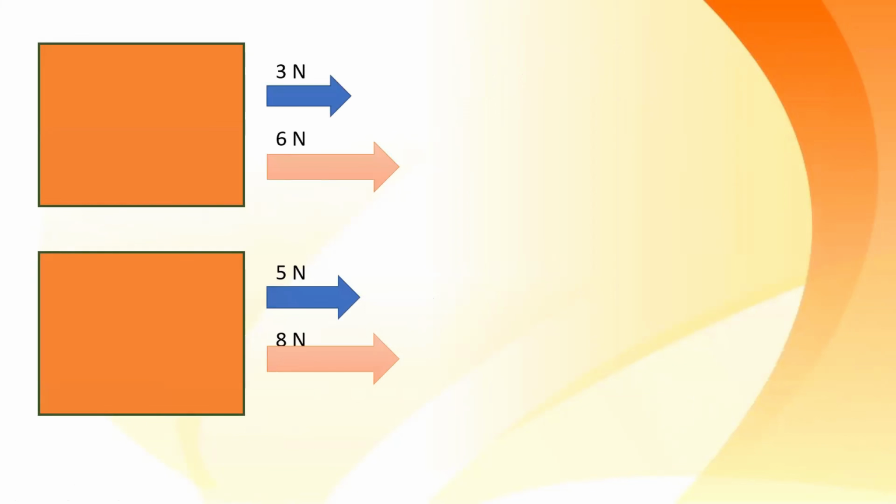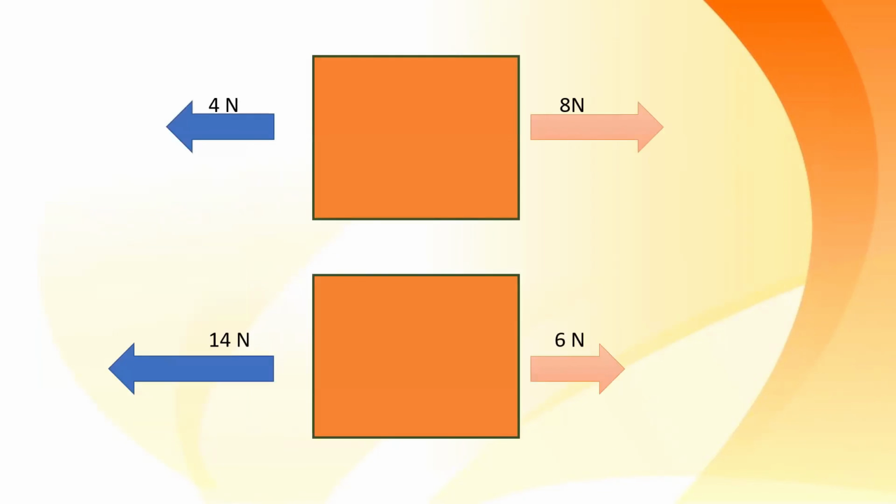For example, the first and second box are in the same direction. So what are you going to do? 3 newtons plus 6 newtons equals 9 newtons. Very good. What about the second box? Force A is 5 newtons and force B is 8 newtons. So 5 plus 8 is 13 newtons.